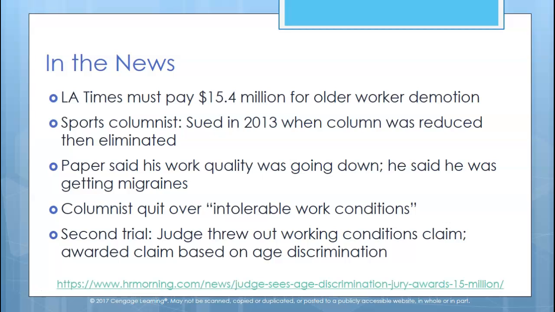At the same time that the paper claimed his work quality was going down, he claimed he was suffering migraine headaches. He eventually quit, saying the way he was being treated for his lack of productivity was an intolerable work condition, and he sued the paper. The lawsuit was overturned in a later court. Well, upon appeal, there was a second trial, and the judge threw out the working conditions claim, but awarded a claim to the individual based on age discrimination.